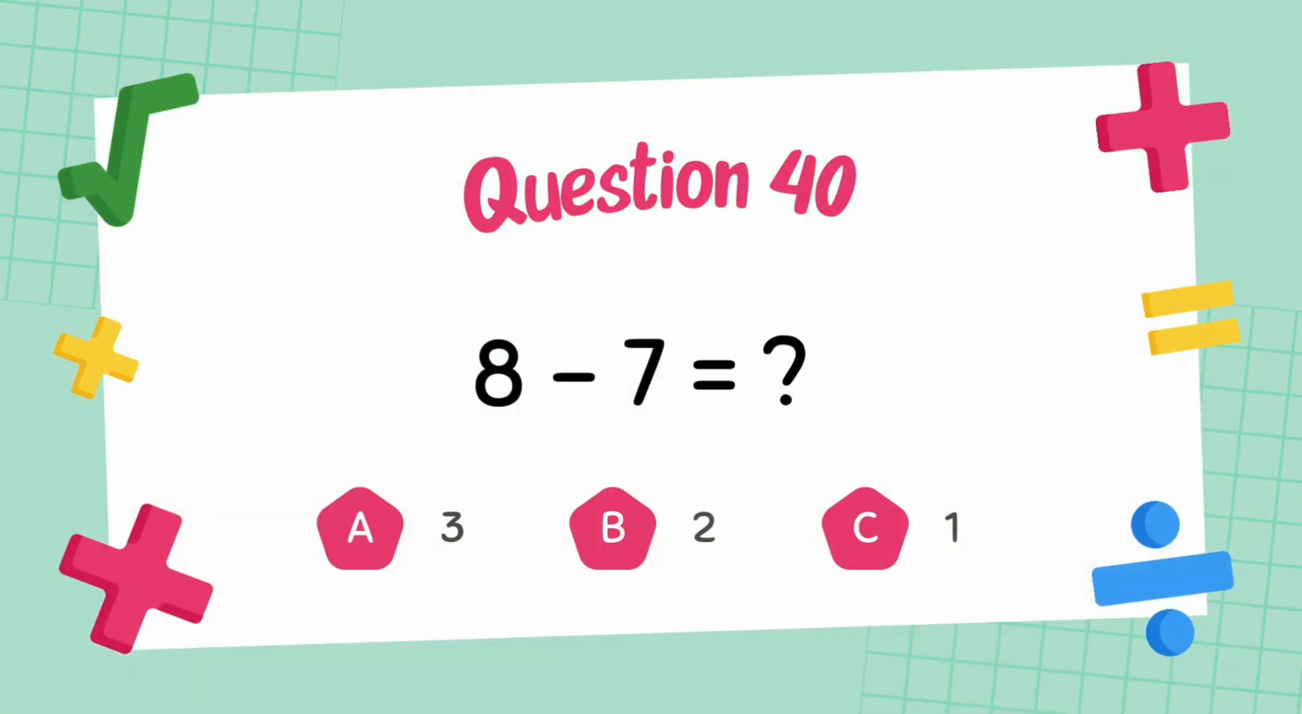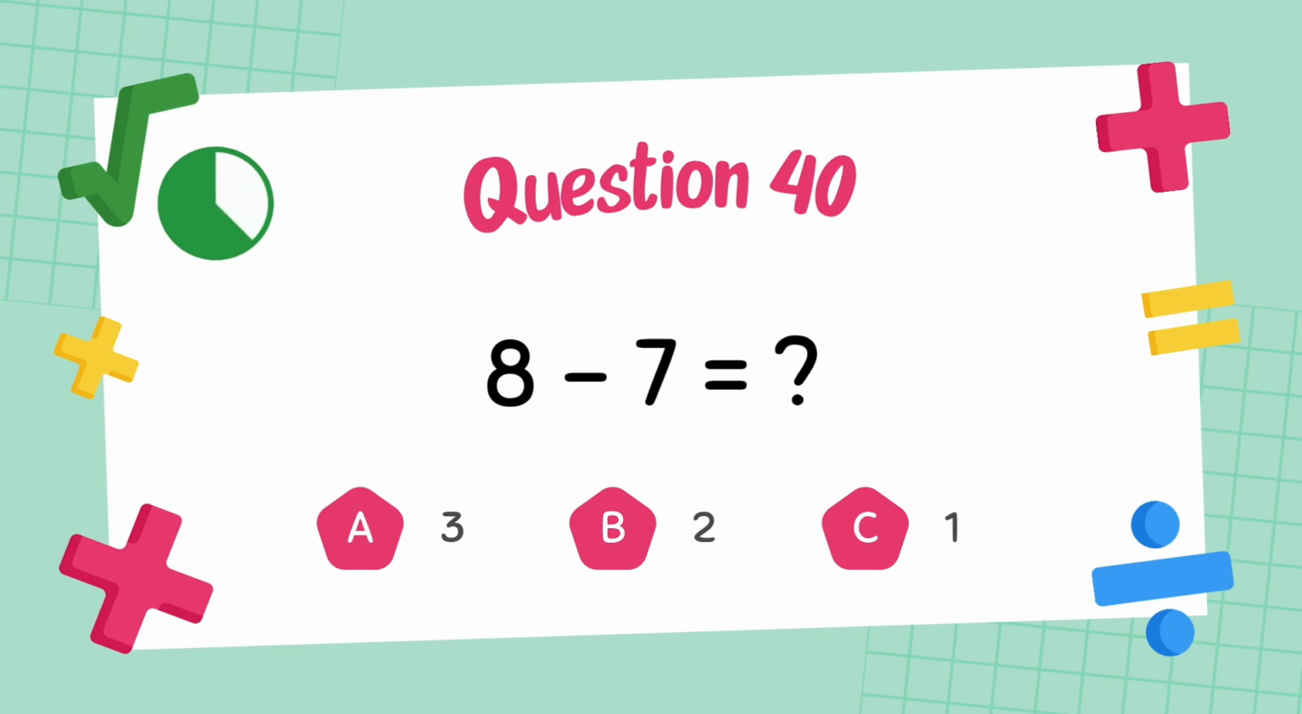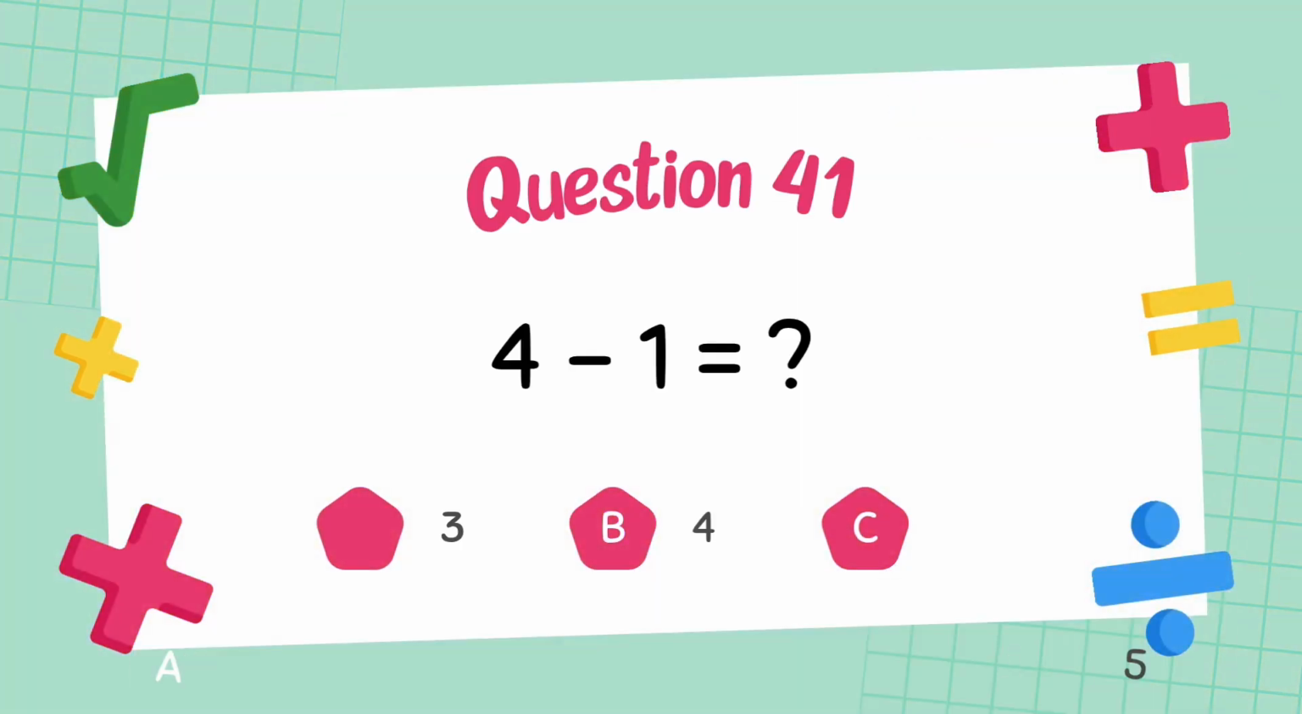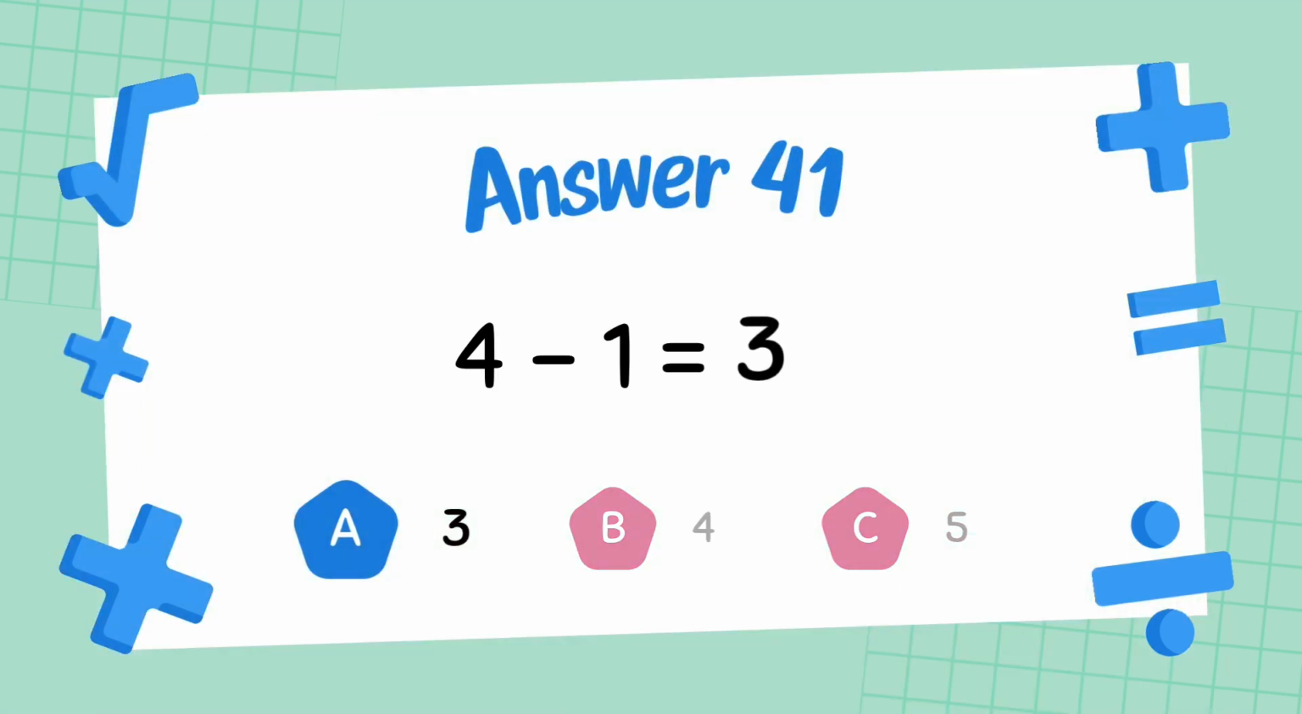What is 8 minus 7? The answer is 1. What is 4 minus 1? The answer is 3.